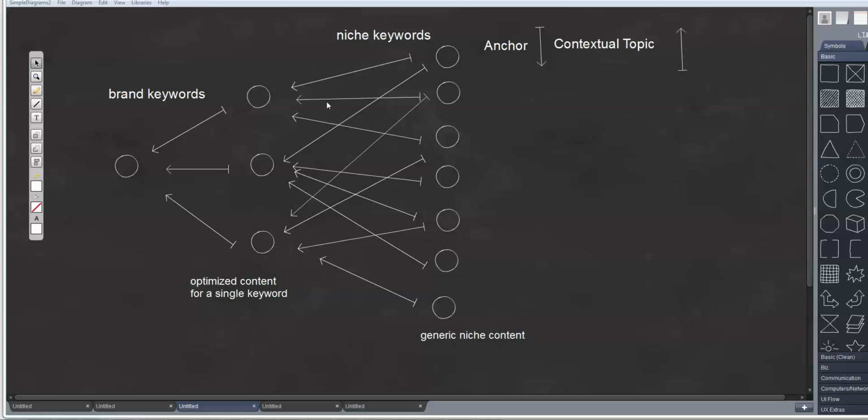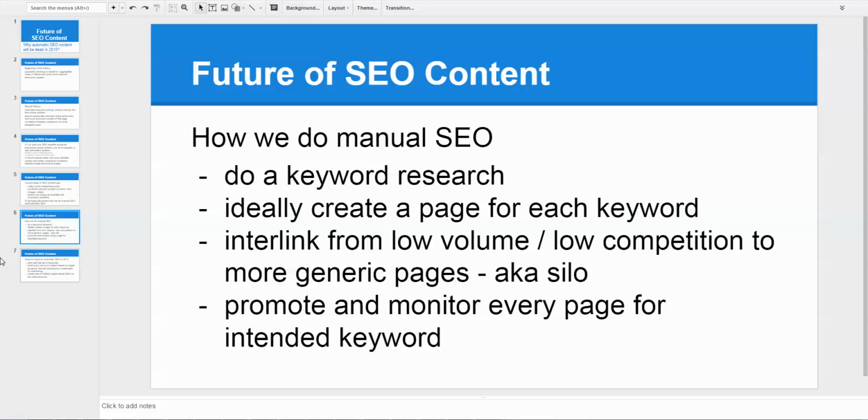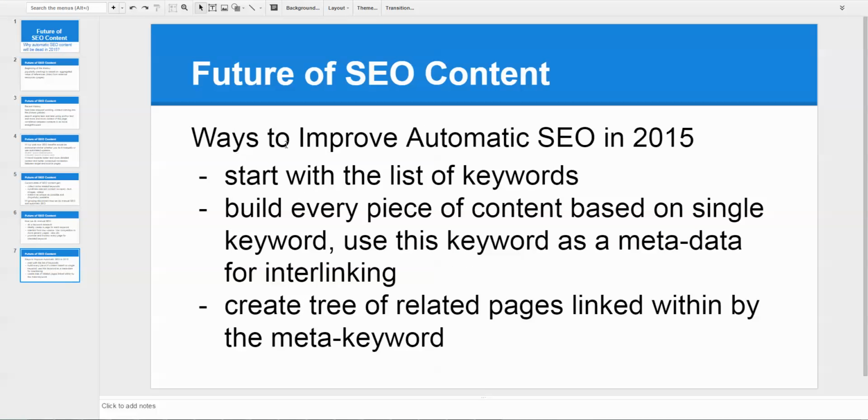Let's say, what is paleo diet? And this is where our idea comes in: how we are going to improve, and what direction we're going to be moving in 2015 for creating the content. It's different from what most systems do, and it might even be ten times more challenging. But this is what we believe will give automatic SEO parity with what people do manually. So this outlines the way to improve automatic SEO.